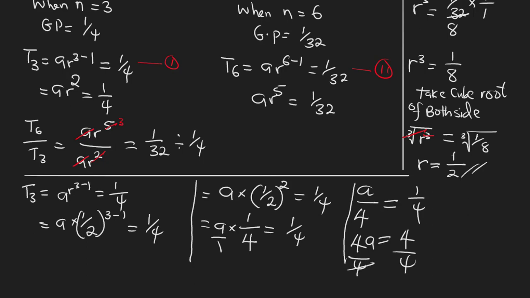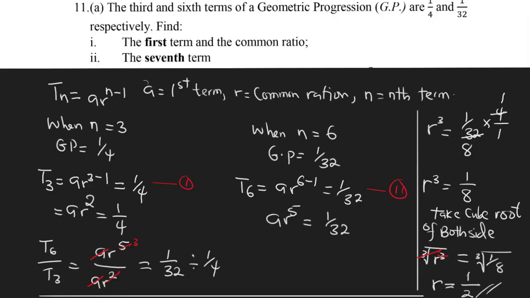If you divide both sides by 4, 4 here is 1. It's going to give us a is equal to 1. So the a is 1. That means our first term is actually 1. So we are done with the first question. Remember, the first question says we should find the first term and the common ratio, which we've done.